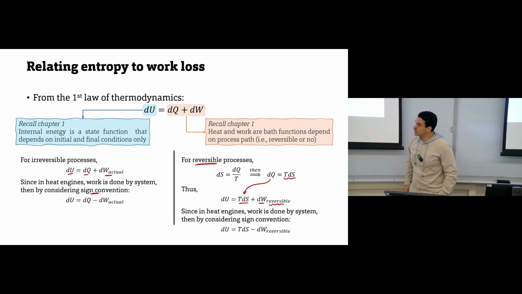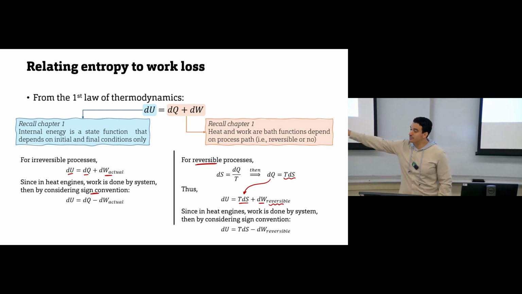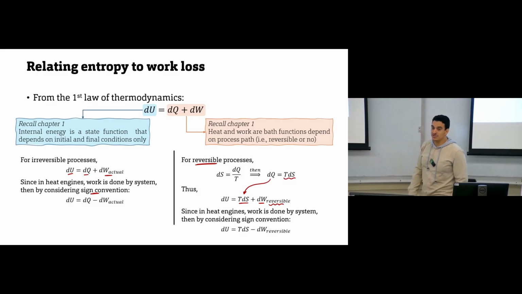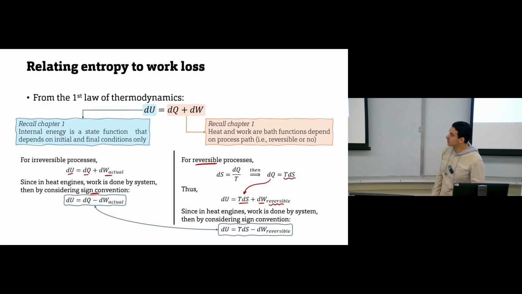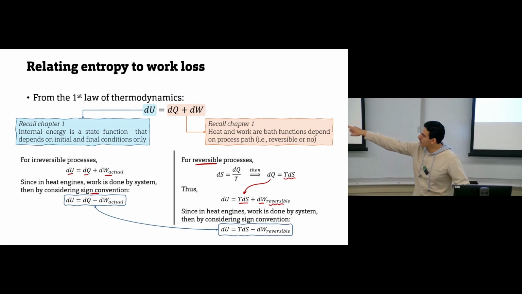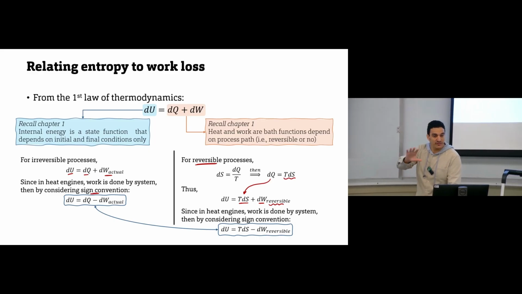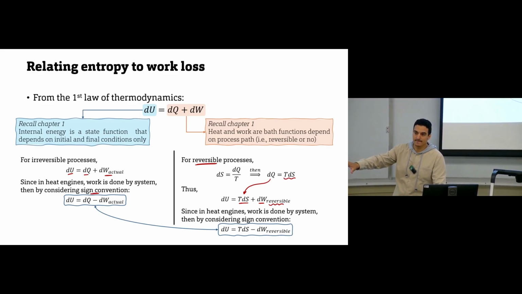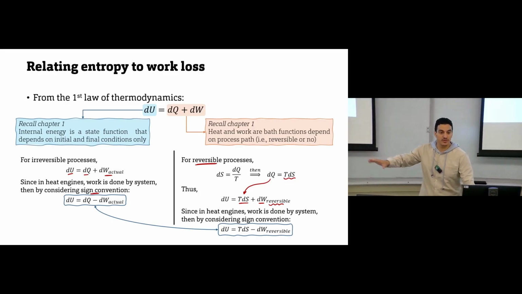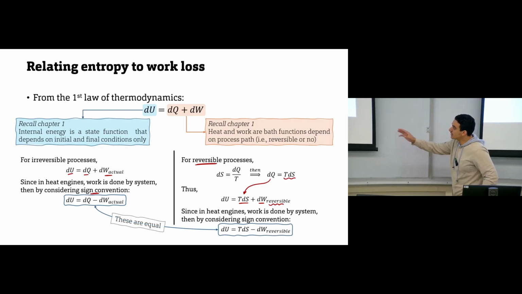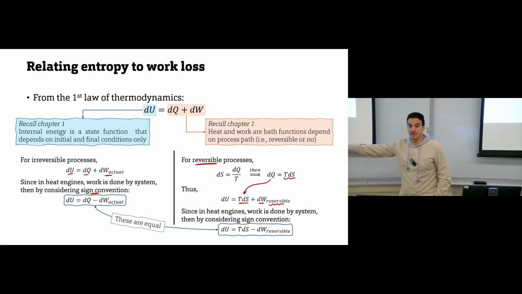So here we have two equations to calculate internal energy. One if the process is irreversible, another if the process is reversible. Since internal energy is a state function, do you think these two equations should give the same result? The internal energy that you calculate from the first one and from the second one, should it be the same or different, if we have the same initial and final conditions? Same. Because internal energy doesn't depend on whether the process is reversible or irreversible. It depends on the initial condition and the final condition. What is happening in between will not change the internal energy value. So these two equations must be equal, again because internal energy is a state function.